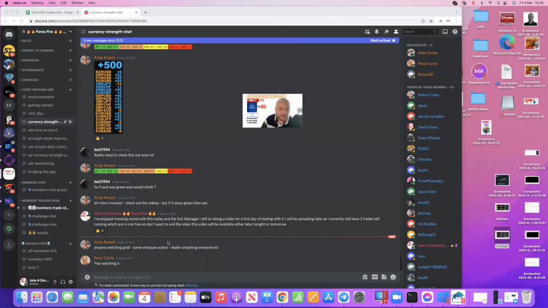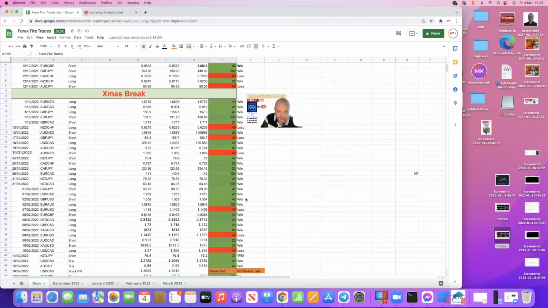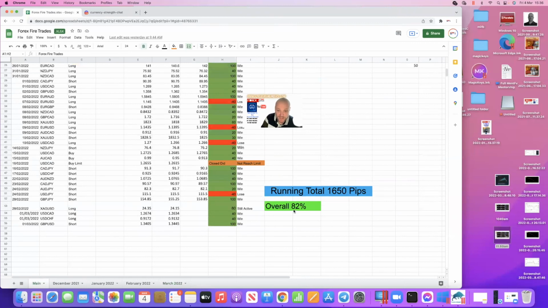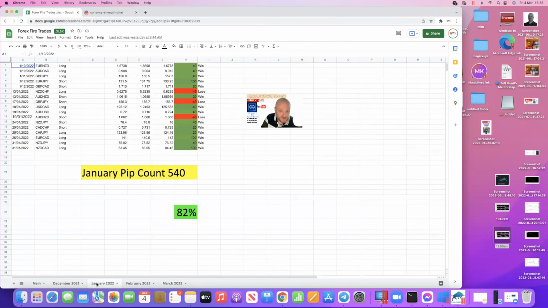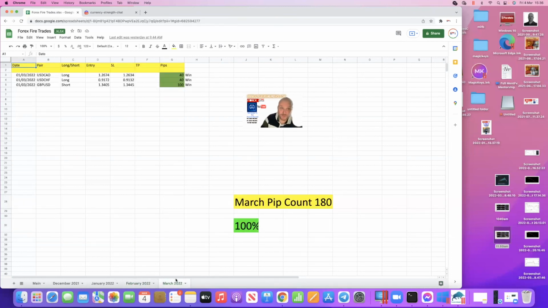The fire trades are doing fantastically well. Just to go on to that, I wasn't trading today and calling the live trades. We've started the month with a 100% win rate so far, 180 pip count on there. Overall, guys, just to close this out, it's around about an 82% strike rate at the moment. Since the back end of December, I've called around about 1,650 pips. January was a 540 pip count, 82% profit on that month. February was 850 pips with an 88% strike rate. And so far, so good for the month of March. We've got 100 pips.